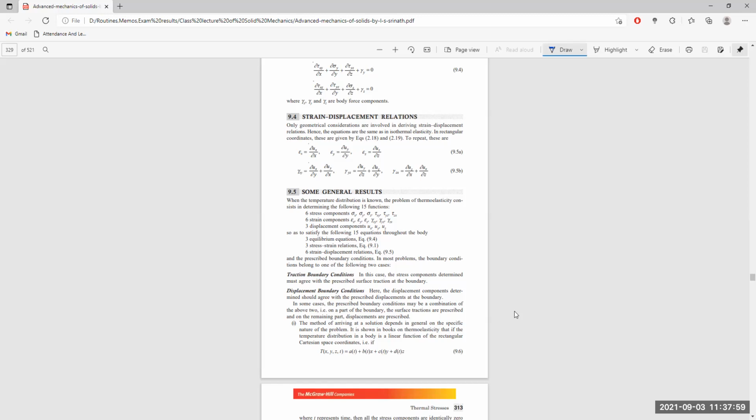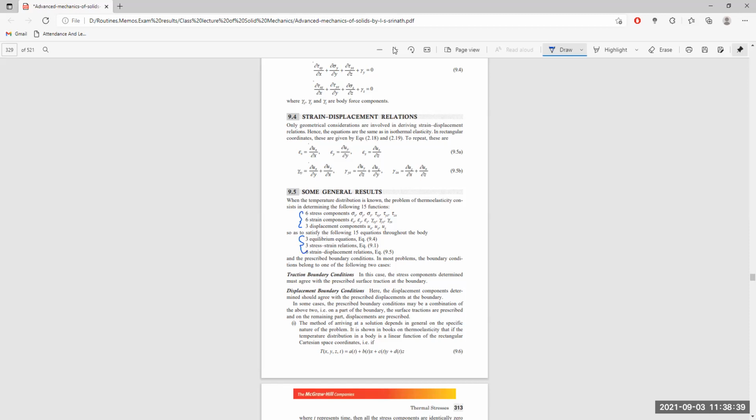But now, let us start from general results, which we have already told you. When the temperature distribution is known, the problem of thermal elasticity consists in determining the following 15 equations: 6 stress equations, 6 strain equations, and 3 displacement equations. So in order to satisfy the 15 equations throughout our body, we need 3 equilibrium equations, 3 strain equations, 3 stress-strain relations, and the prescribed boundary conditions.